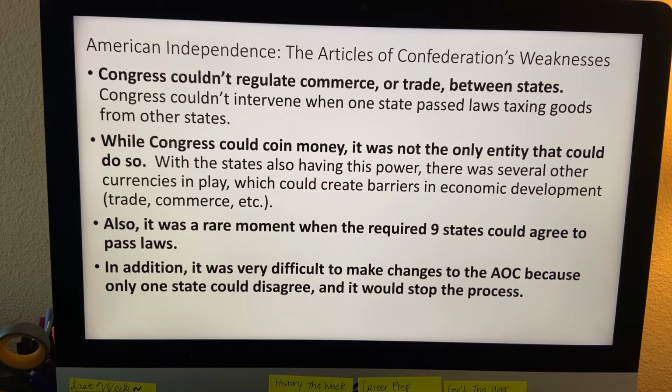We talked a minute ago about the states each having one vote and that it takes 9 states to pass laws. That sounds lovely. The problem is that in practice, it did not work out well. It was a very rare moment when the states would all agree to pass laws. In addition, you had to have all 13 states agree to changes to the Articles. So if one state disagreed, that would stop the entire process. And that meant that there were not a lot of changes made to the Articles.